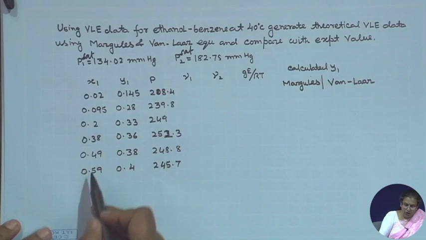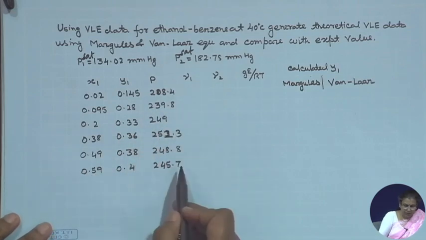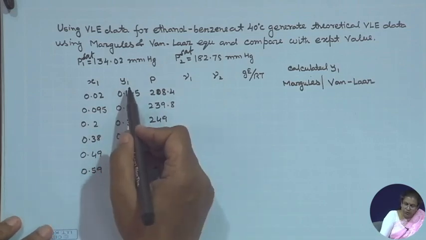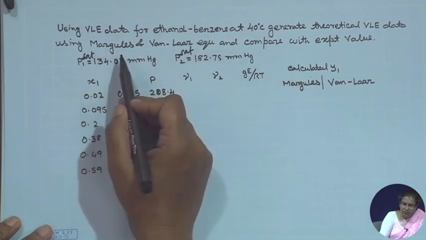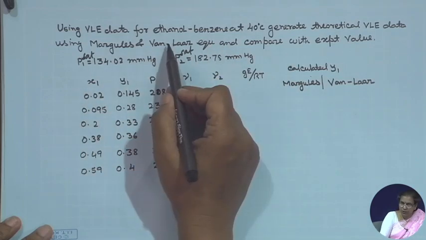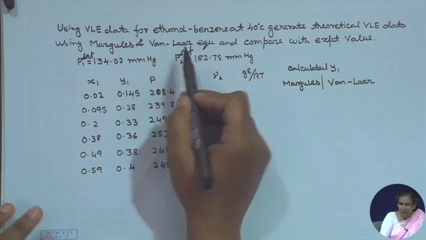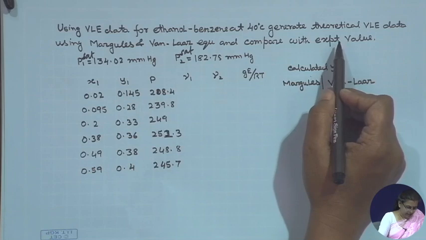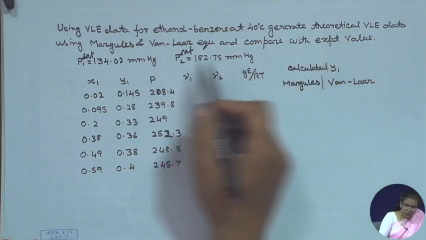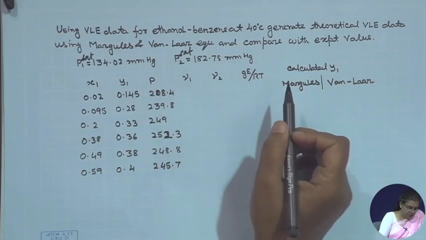You have data on x1, you have data on P, and you are supposed to find out the y1 values using the Margules equation as well as the Van Laar equation, which we will be discussing shortly, and then compare with the experimental data. So you already know P1 saturated, P2 saturated.